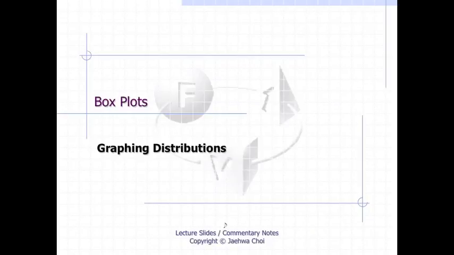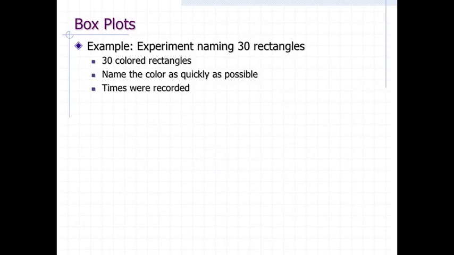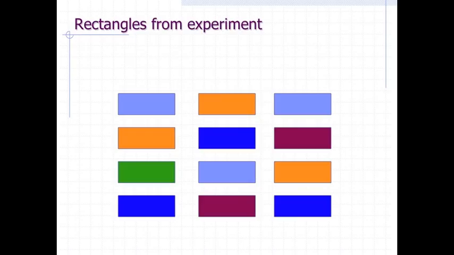Box plots. We will explain box plots with the help of data from an in-class experiment. Students in introductory statistics were presented with a page containing 30 colored rectangles. Their task was to name the colors as quickly as possible, and their times were recorded. Here is an example of the colored rectangles that the introductory statistics students viewed and named as quickly as possible.